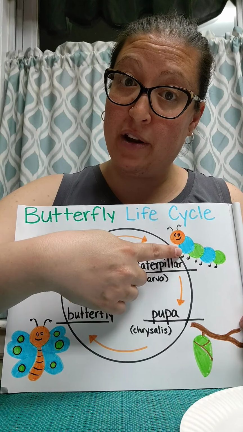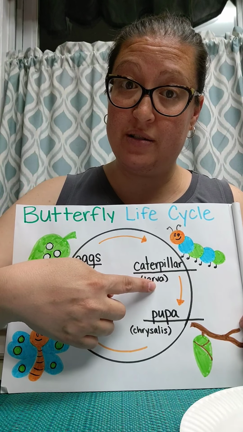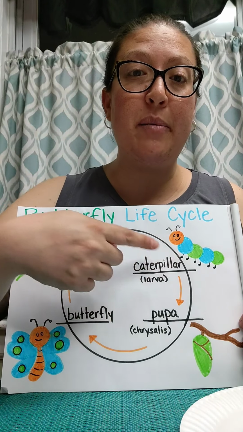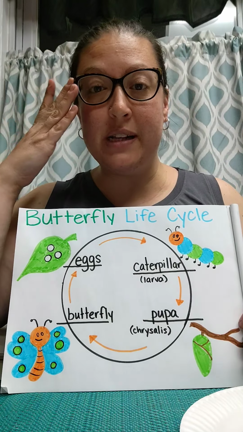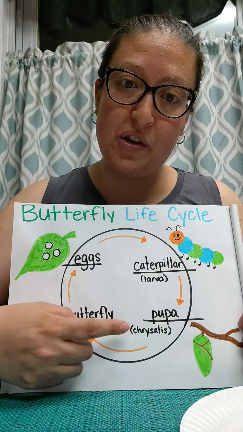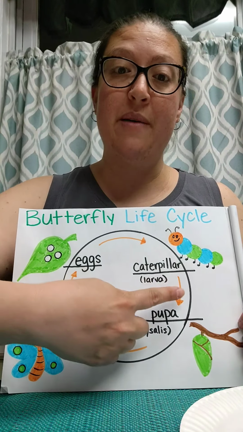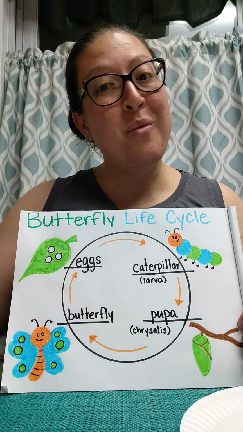And a caterpillar comes out. And the caterpillar is the larva stage. And we know what the caterpillar does. The caterpillar eats and eats and eats. And then wraps itself up in its chrysalis. And there's the chrysalis on the tree. And that's the pupa stage. And then when it hatches out of its chrysalis, we have our butterfly again.